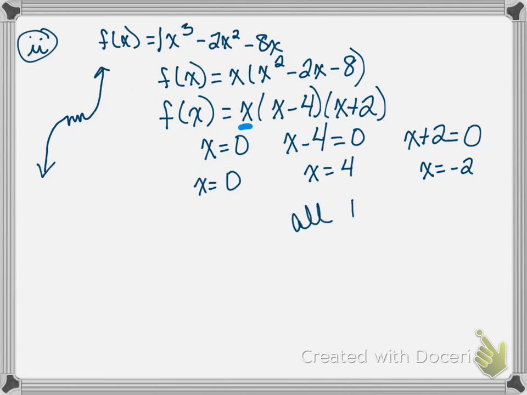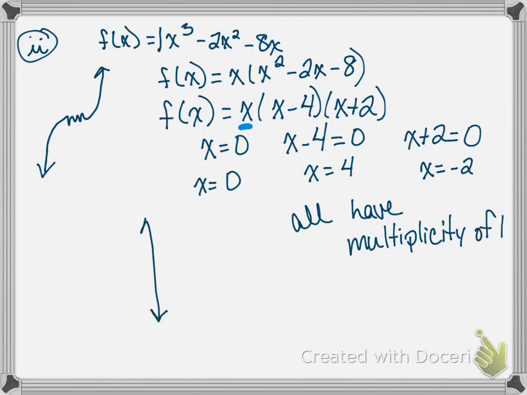So let me go ahead and write that. All have multiplicity of 1. Okay, so that means they're all going to cross the x-axis. We're not going to have any bumping into the x-axis. They're all going to cross the x-axis. So I cross the x-axis at 0. I cross the x-axis at positive 4. And I cross the x-axis at negative 2.